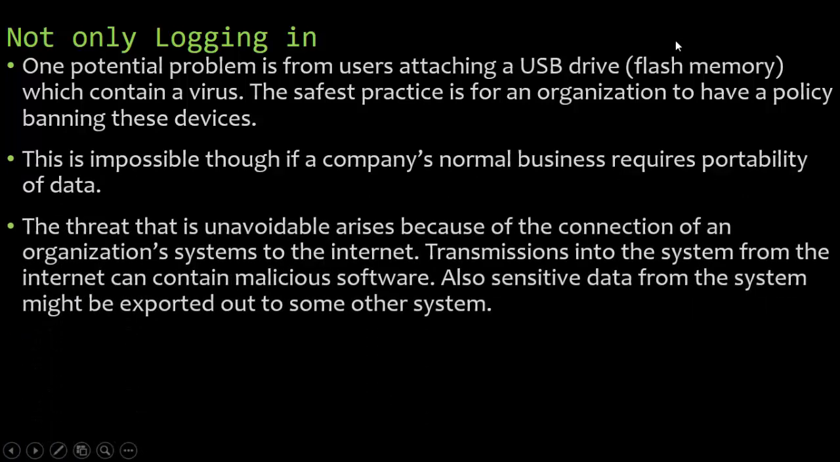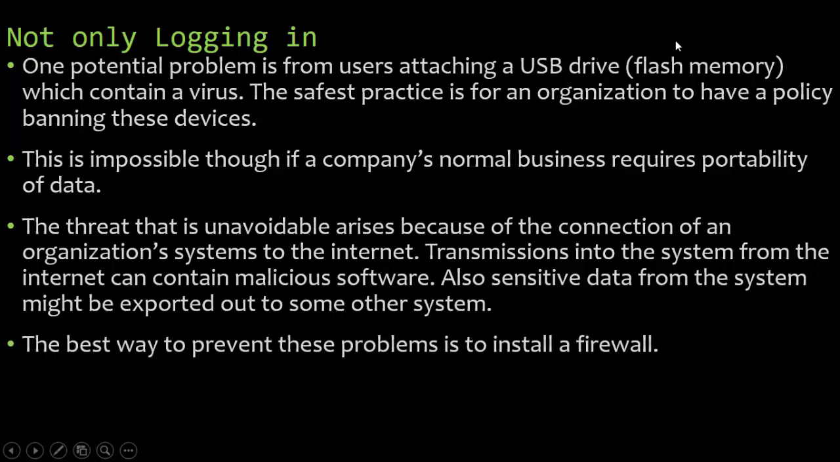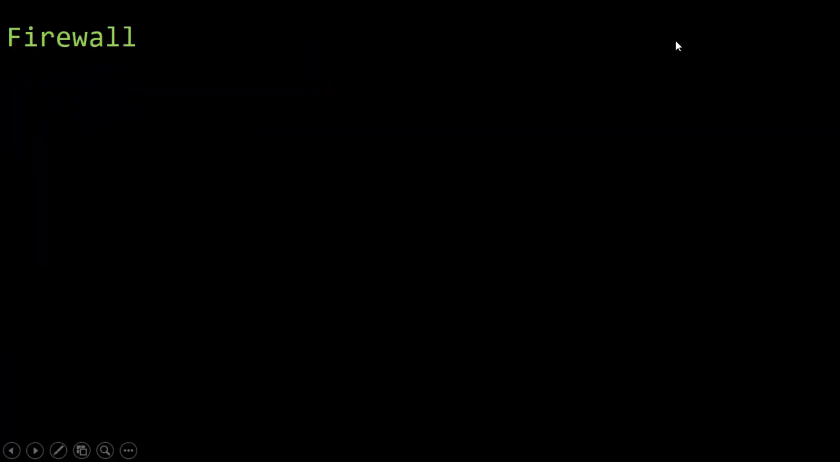The threat that is unavoidable arises because of the connection of an organization's systems to the internet. Transmissions into the system from the internet can contain malicious software, which we call malware. Also, sensitive data from the system might be exported out to some other system. The best way to prevent these problems is to install a firewall. So let's dive in and talk about what a firewall is.